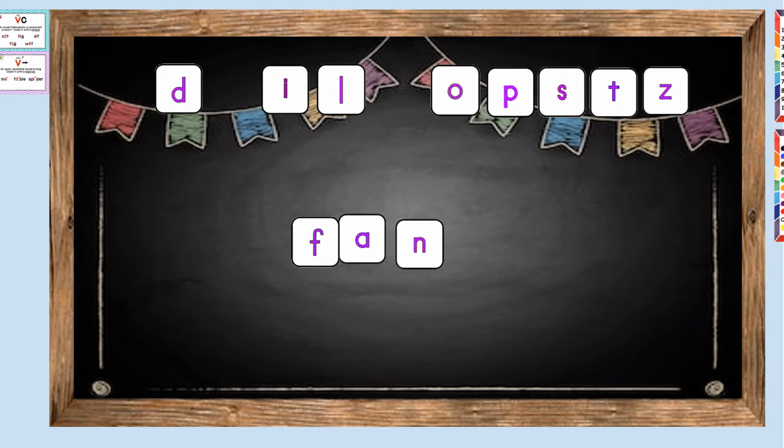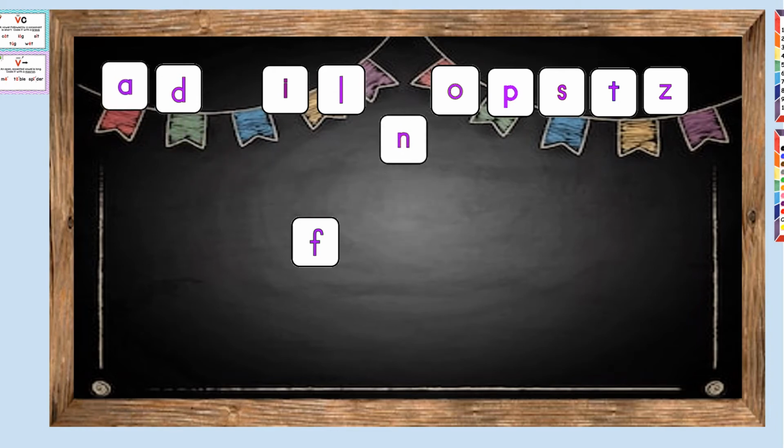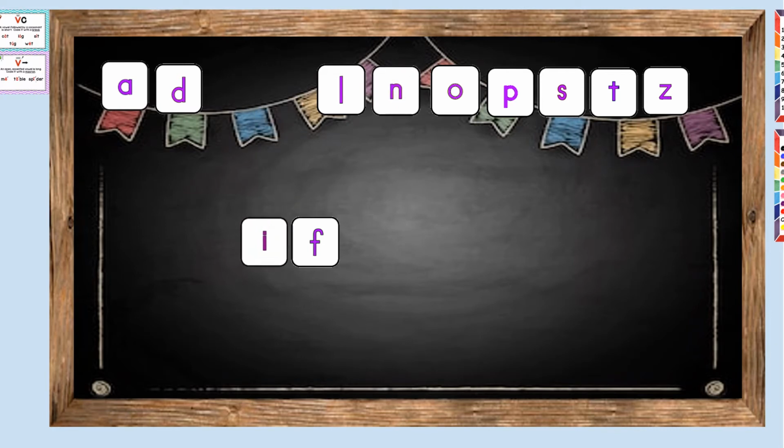Let's make another word. Let's switch out some of our letters. Make sure your letters look just like mine. We need the letters I and F. Let's sound out this word slowly at first. I, F. Let's do it again a little faster. I, F. And one more time, a little faster. If. This is the word if.